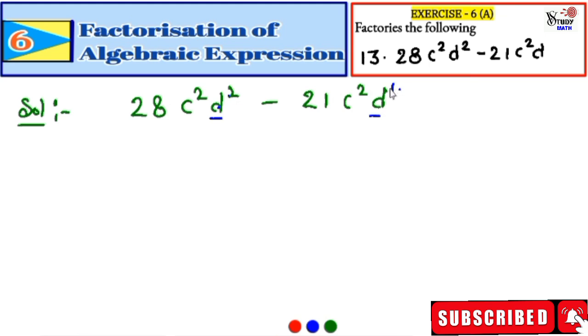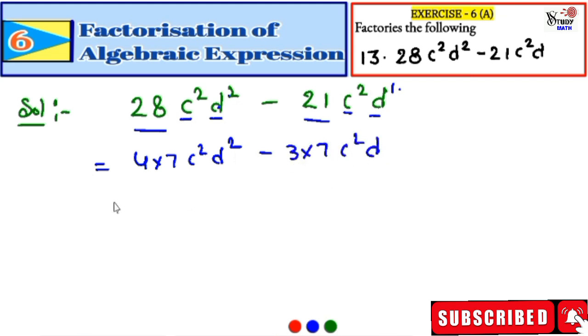So d to the power 1 is taken as common, but here c to the power 2 and c to the power 2. When powers are same, then we take the same power as common. From 28 and 21, it can be written as 4 7s are c square d square, and it can be written 3 7s are c square d. So 7 is taken common and c square d is taken as common.